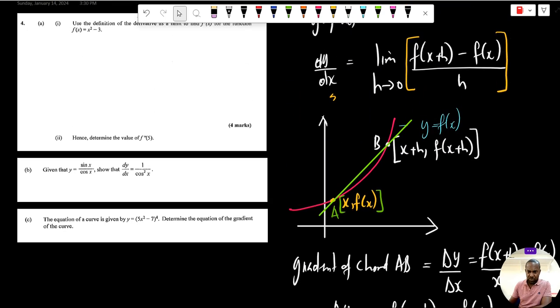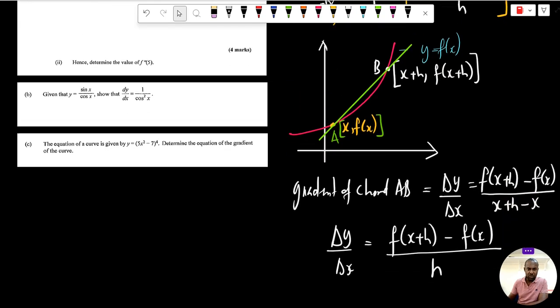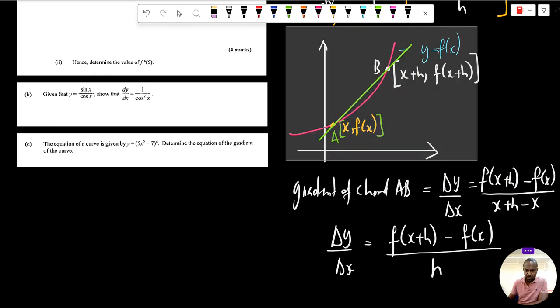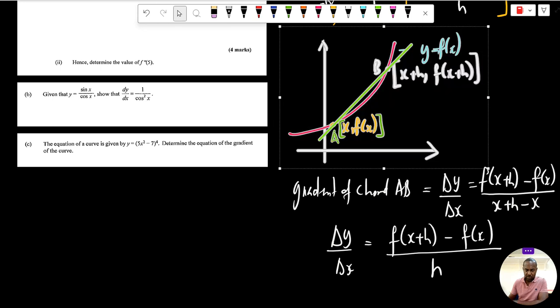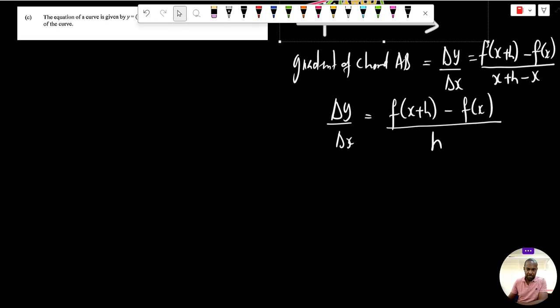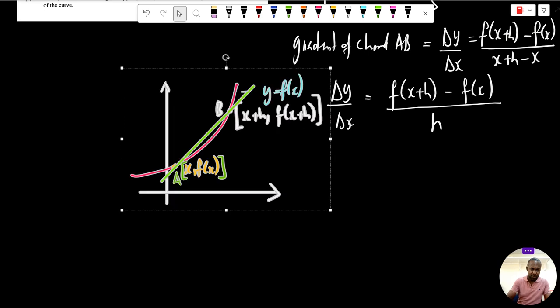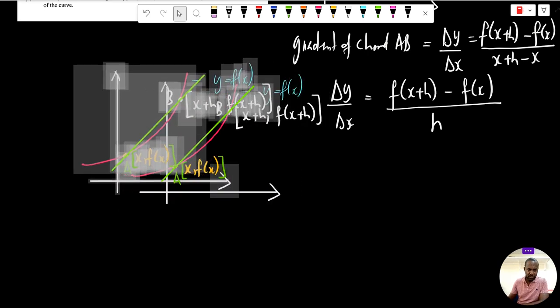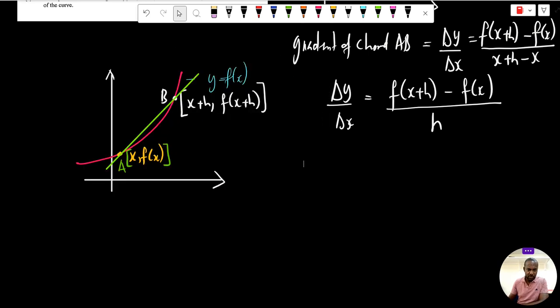Let me bring the graph down so it is very close to our working here. Let me copy this entire graph, Control C, put it here, Control V. Right, so there we have our graph.